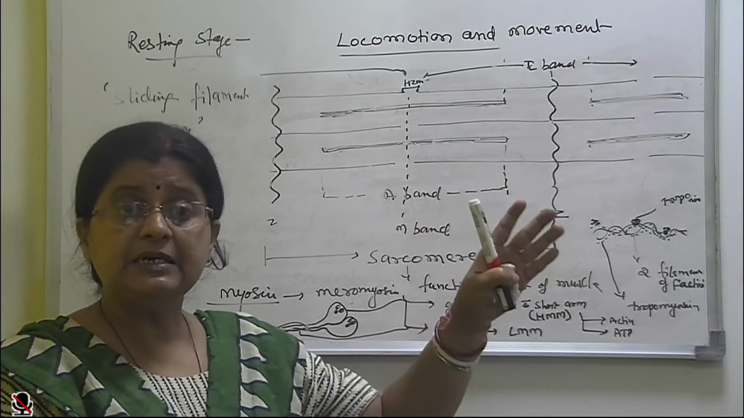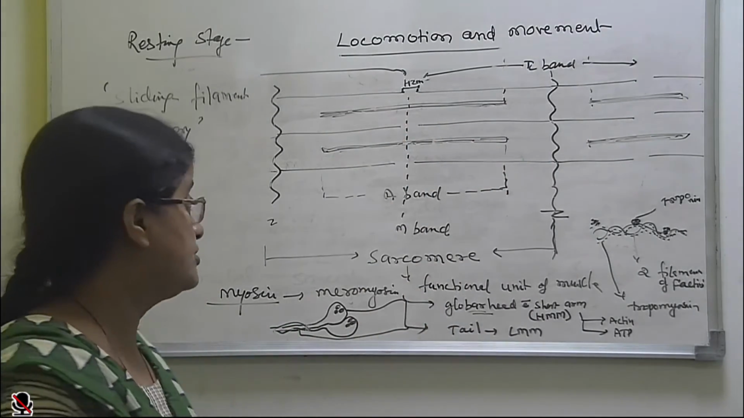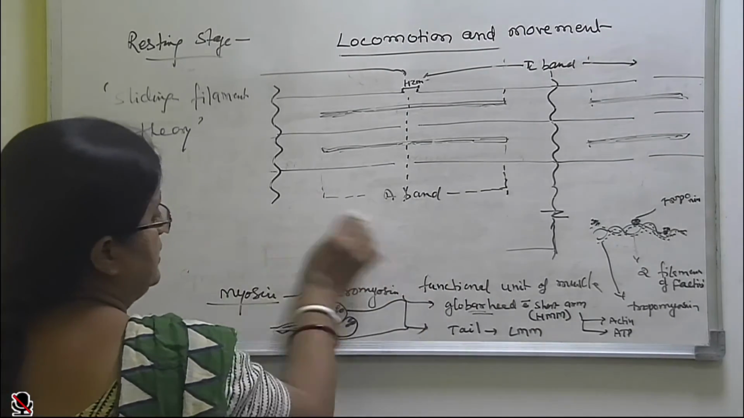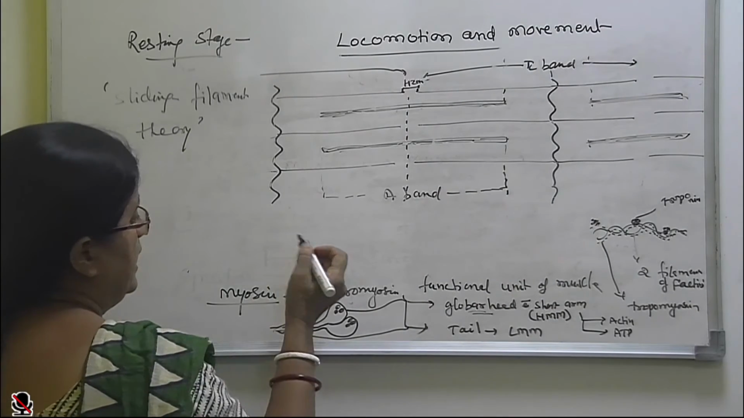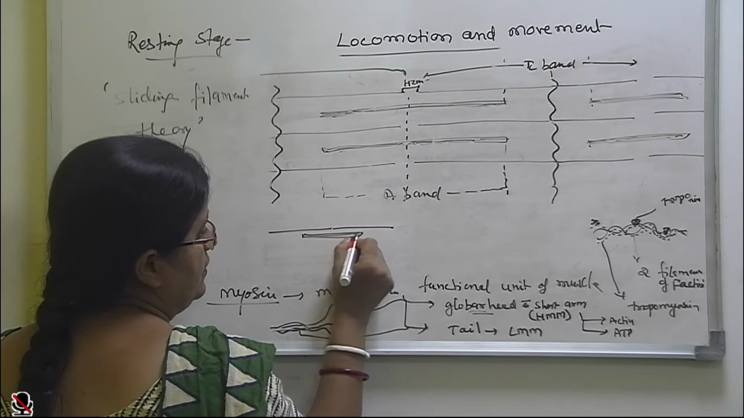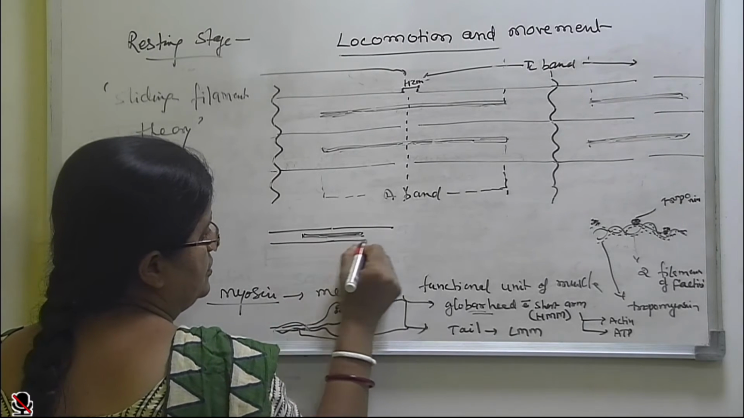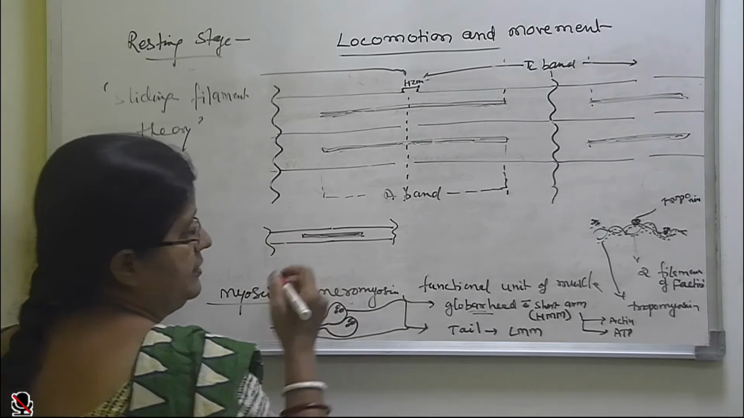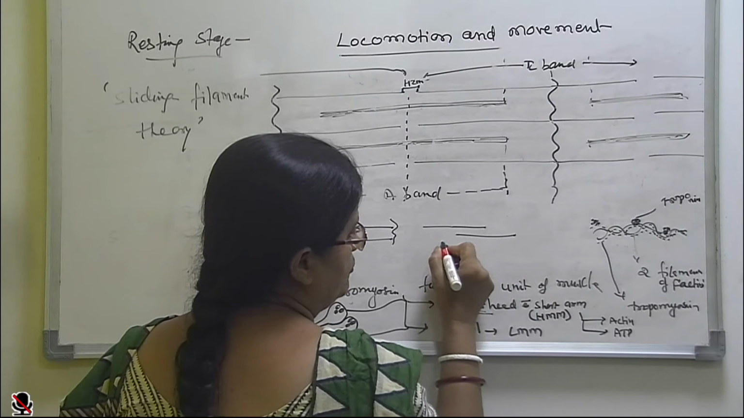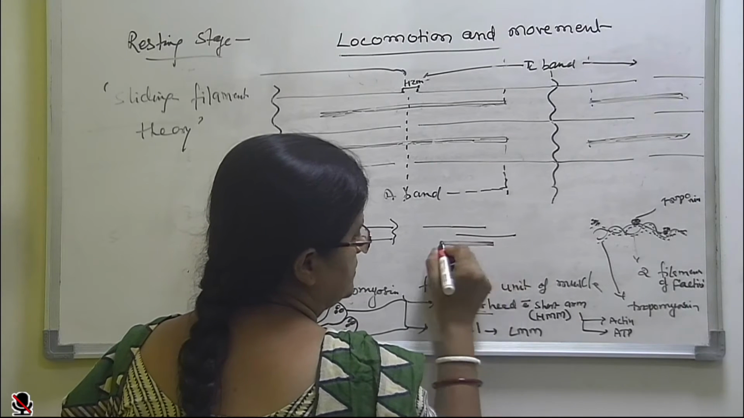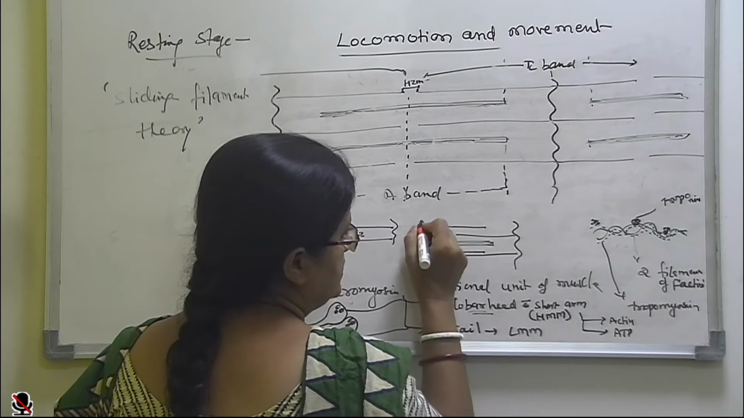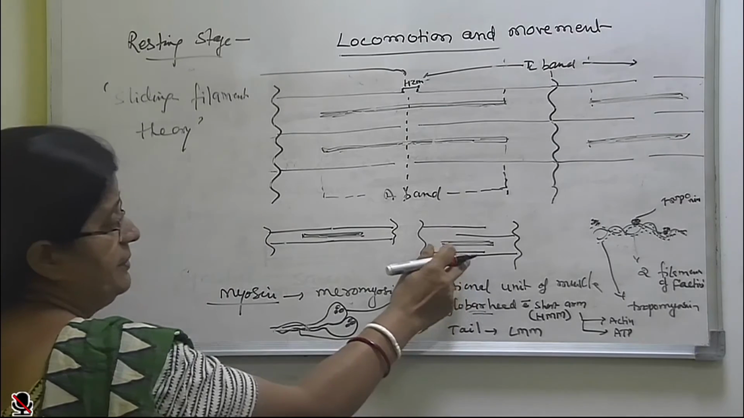So what will happen? The length of the sarcomere will be reduced and the edges will almost disappear. But when there is maximum contraction, what will happen? So this is the first stage, right? And in the second stage, there is no H zone, right? And when there is maximum contraction, the actin will overlap over this myosin. This will be the stage of your maximum contraction.